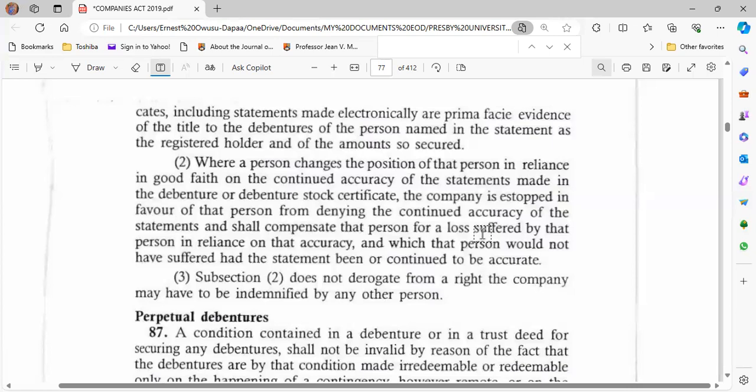Now, if you default or something and they decide to enforce the debenture certificate as part of whatever security arrangements that you made with them at the time that they gave you the loan or they gave you the car or the property, and they get to know that the information stated on the face of it is not accurate.